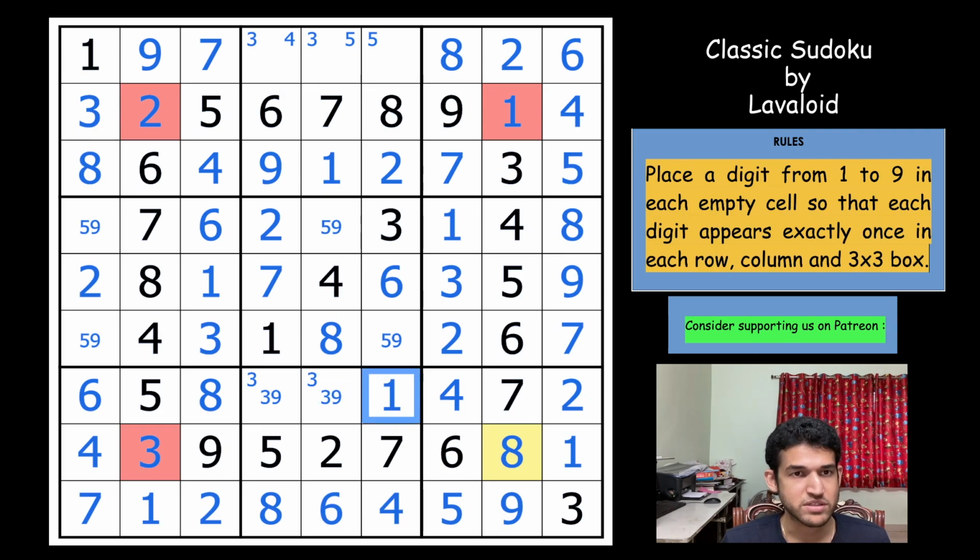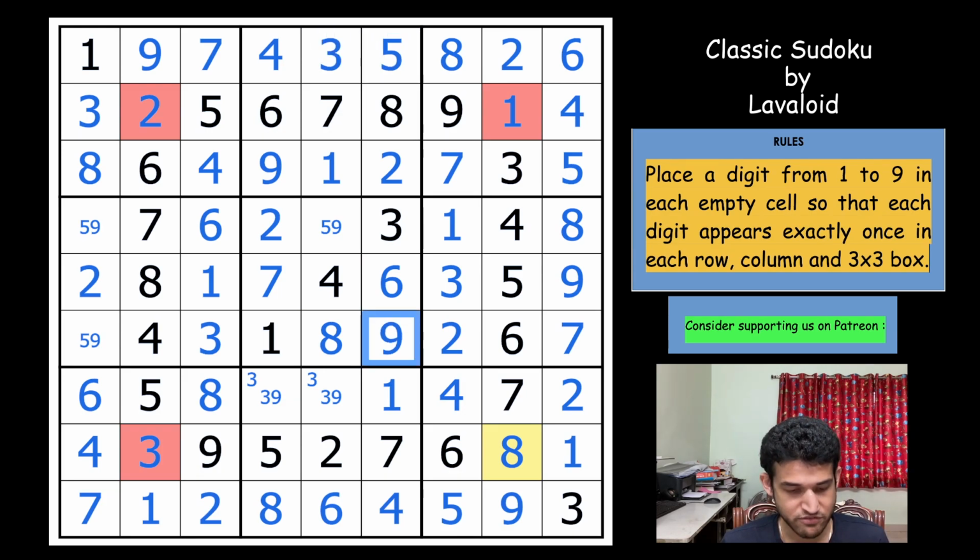A very pleasant solve. 6 7 8 1 2 9, so I need 3 4 5. 4 is in these two cells. That's a 4, that's a 5, that's a 3. 5 gives a 9 here, a 5 here, a 9 here, a 5 here. 9 gives a 9 here and a 3 here.